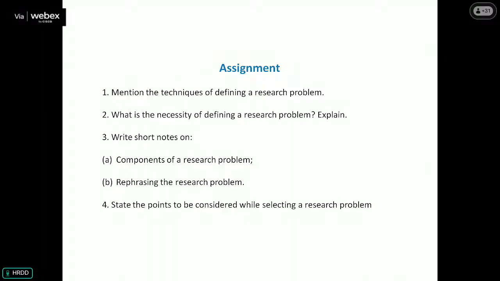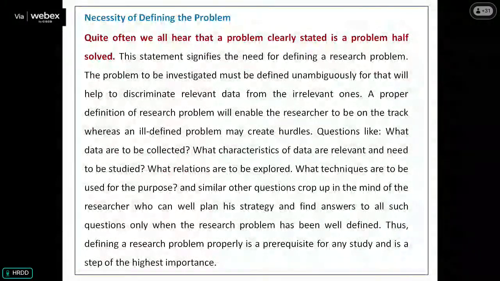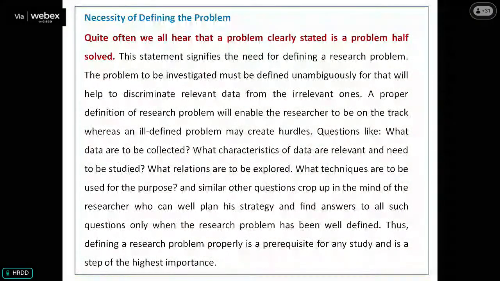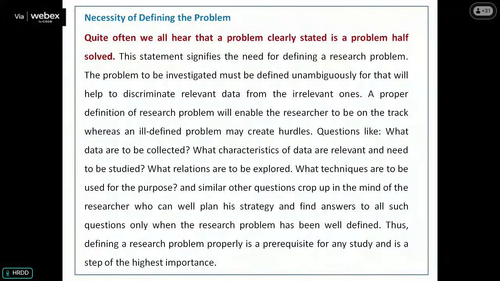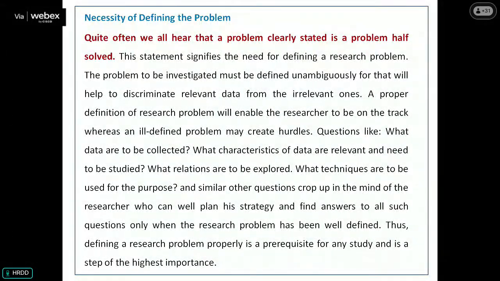What is the necessity of defining the research problem? So I discussed the necessity of defining the research problem. Quite often we all hear that a problem clearly stated is a problem half solved. This statement signifies the need for defining a research problem. The problem to investigate must be defined unambiguously. That will help to discriminate relevant data from irrelevant ones. So somebody who is working on magnetic property, electrical property is irrelevant for that thesis, right? Okay. But you can do it for your secondary interest and you can publish a paper, not an issue. But in the thesis, it doesn't go.